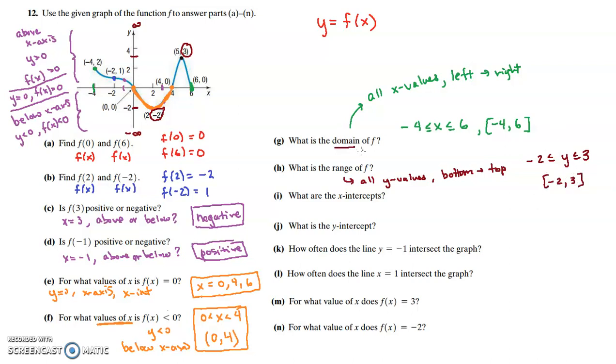So for domain, we're looking for x values, we go left to right, and for range, we're looking at y values, we go from the bottom to the top, and you're looking for where there's a picture, where the graph exists.